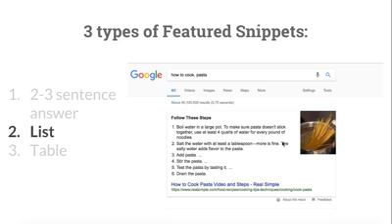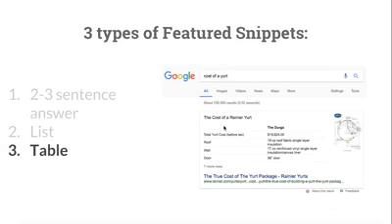The second type of featured snippet is a list. So you can see the query, how to cook pasta, and then 6 steps to cook pasta. And then that third type of featured snippet is a table. You can see the cost of a yurt broken down into the roof, wall, door, and total.